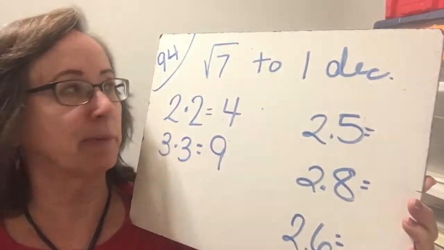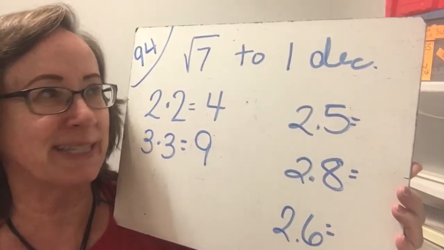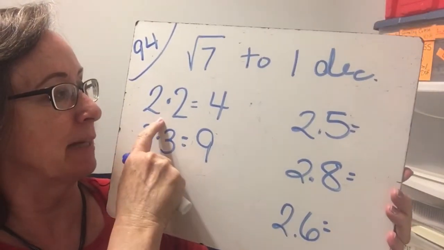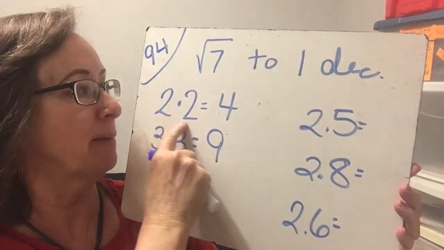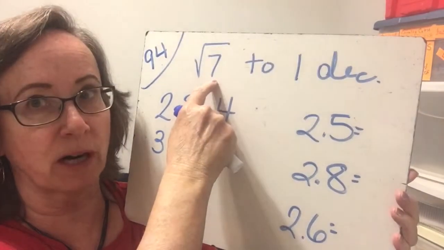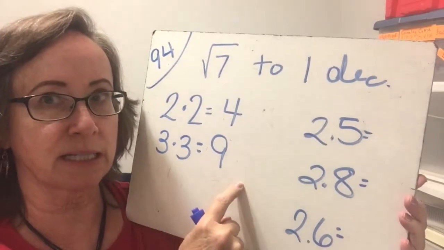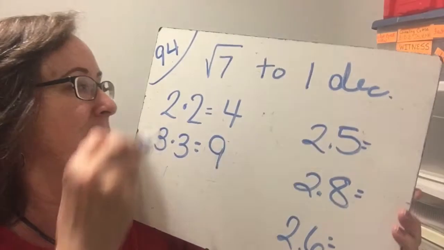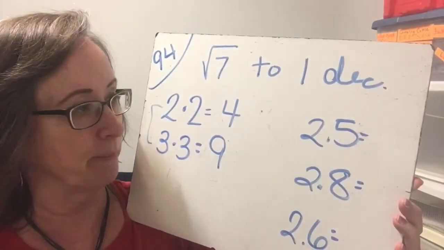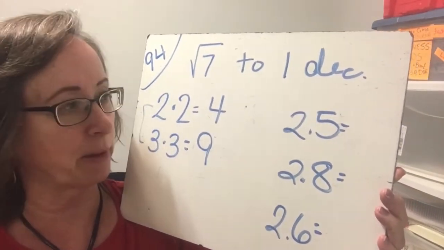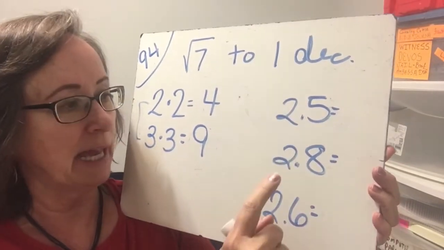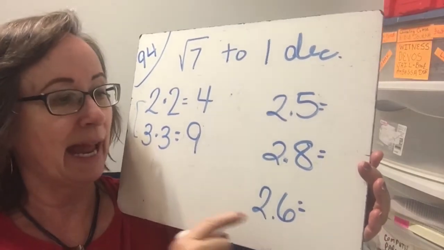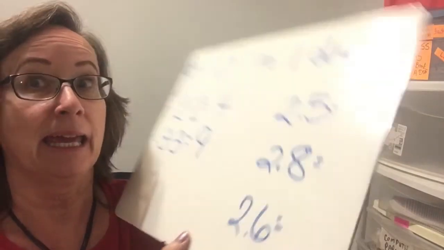This is example 2. We're going to find the square root of 7 to 1 decimal place with the cut and try method. The first thing I'm going to do is make a guess. 2 times 2 is 4, so the square root of 4 is 2. 3 times 3 is 9, so the square root of 9 is 3. So I know that my answer is somewhere between 2 and 3. I'm going to try a couple of things. First, I'm going to try 2.5. Then I'm going to try 2.8 if 2.5 is too small. And then I'm going to try 2.6 if I need to.